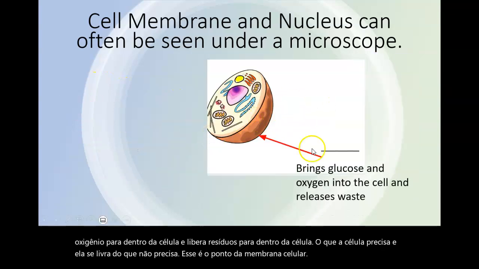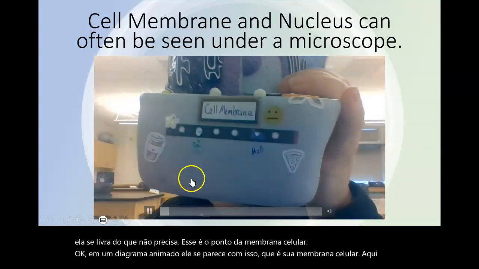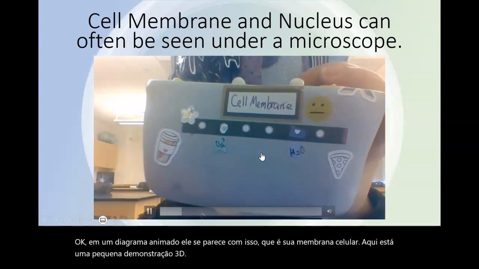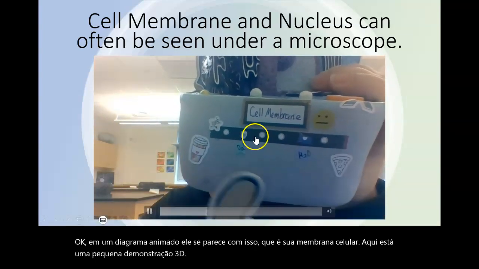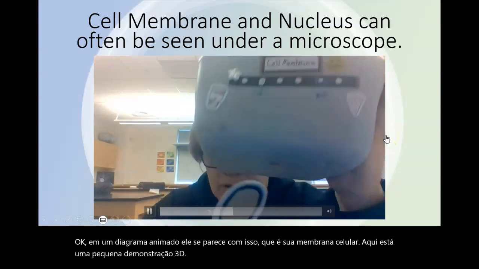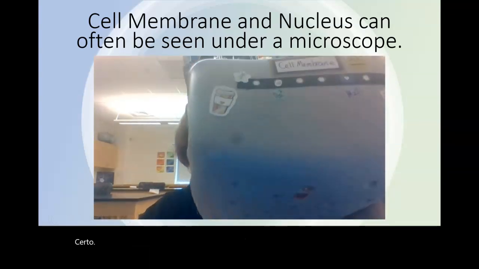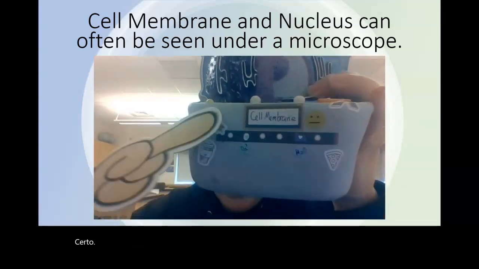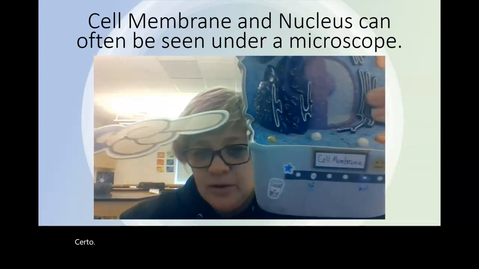Okay. On an animated diagram, it looks like this. Here's your cell membrane. Here's a little 3D demo. Here we are at the cell membrane trying to get in. If we are lucky enough and we're small enough, like this H2O molecule, this oxygen molecule, and right under here, the glucose molecule, we get past the cell membrane and into the cell.